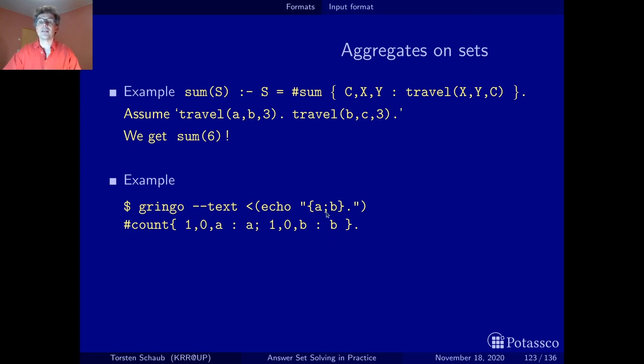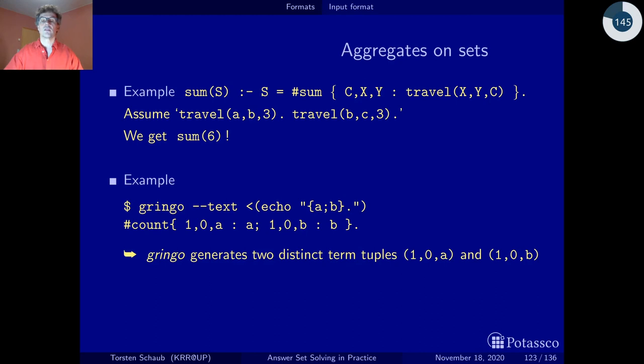the two atoms. Keep in mind that there are no conditional literals, they are just literals, hence there is not another structure here at the end. So A is here, B is here, and these are the two term triples that are generated to do the count. And this is done by gringo in a way that each element here has a unique tuple, and hence you make sure that everything is counted if you only write the atoms.